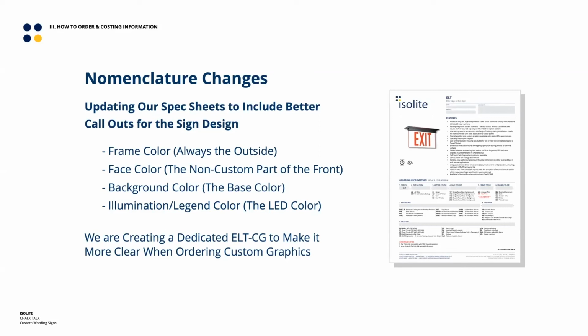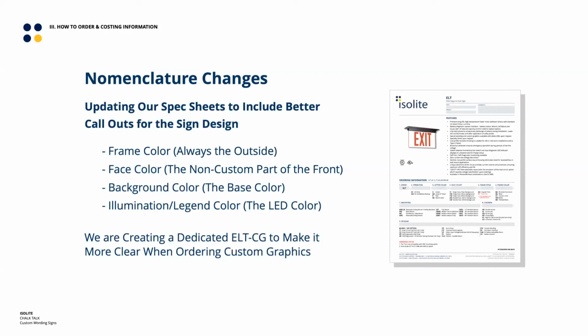So on the ELT, that's the thing that sticks up against the ceiling. On an LPDC, that's the back housing of the device. And then on the thin line, that's really the color of everything. The face color really only exists on the LPDC. That's the metallic part of the face that you can see if you're looking directly onto the sign.